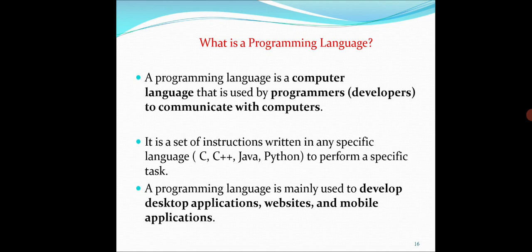What is a programming language? A programming language is a computer language that is used by programmers and developers to communicate with computers. It is a set of instructions written in a specific language, such as C, C++, Java, Python, to perform a specific task. Programming languages are mainly used to develop desktop applications, websites, mobile applications, etc. Using these programming languages, we develop a number of applications and software.